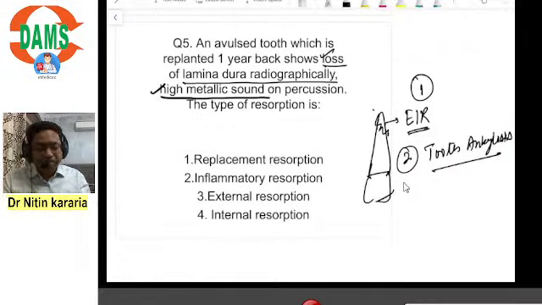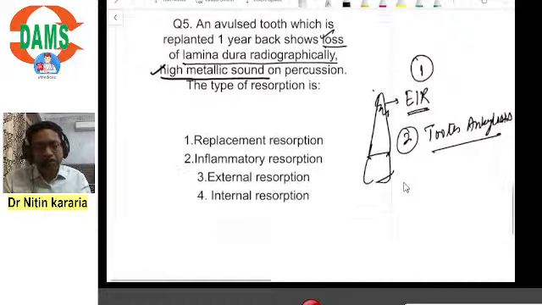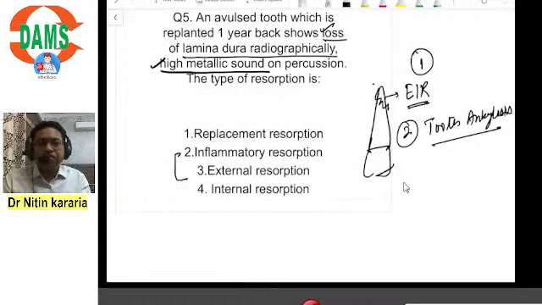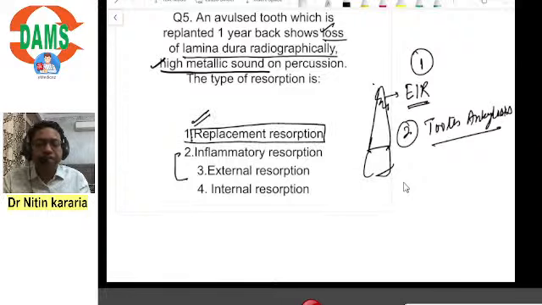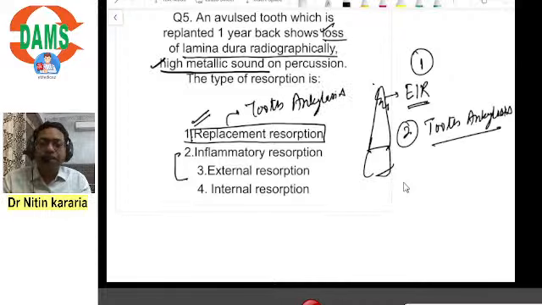So replacement resorption, inflammatory resorption, external resorption and internal resorption. If you look at the options, inflammatory and external resorption are the most common sequelae, but the question is saying there is loss of lamina dura and a high pitched metallic sound, so the answer would be replacement resorption. Replacement resorption is also called tooth ankylosis. So the answer to this question would be 1, that is tooth ankylosis.